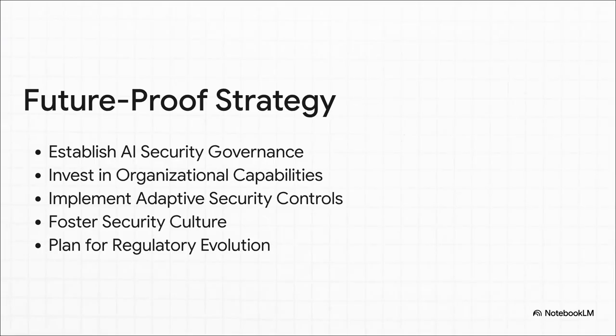We wrapped up our entire journey in Chapter 10 with these 5 key strategic recommendations. Think of these as the pillars for a truly future-proof AI security program. Everything from setting up governance and building a security-first culture to using adaptive controls that can change as fast as the threats do.